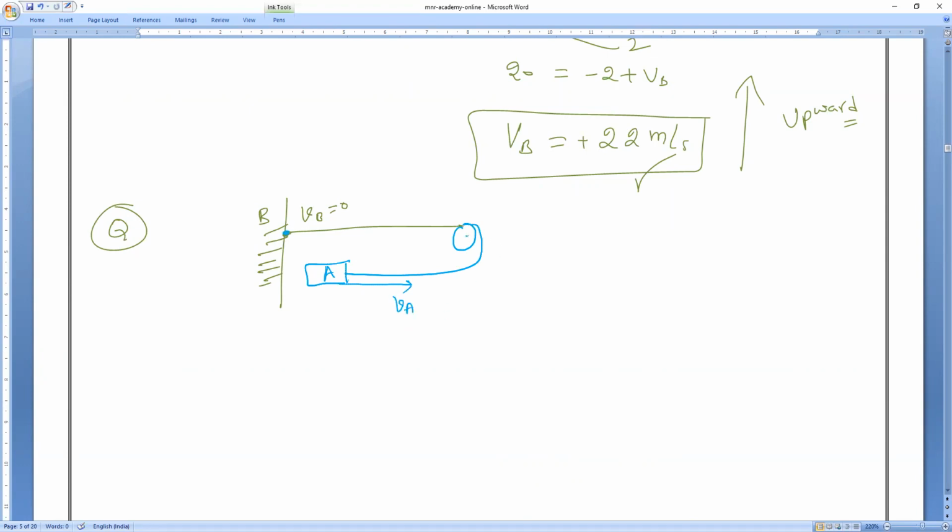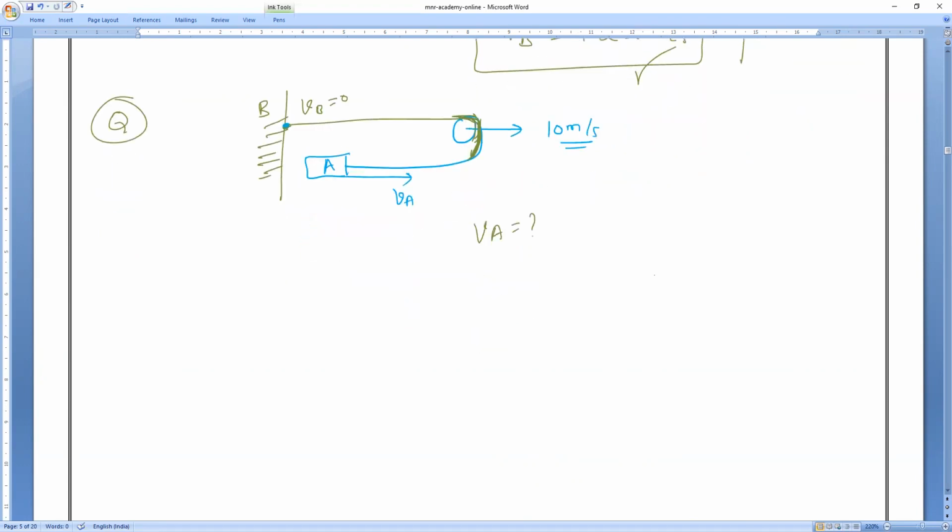The body A is moving with velocity VA, and the pulley is moving with 10 meter per second. How much meter per second? The pulley is moving with 10 meter per second. Now we have to calculate VA, the velocity of A.